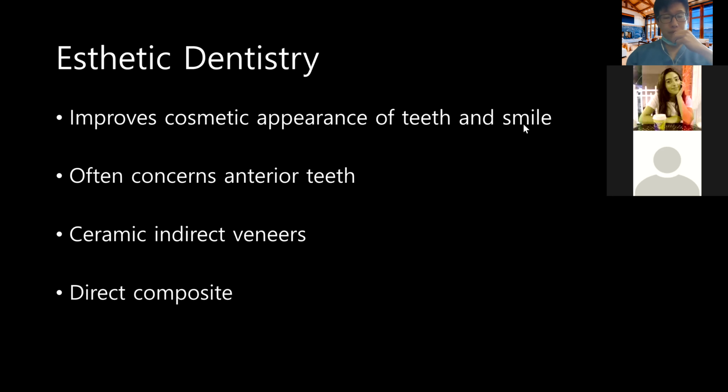Okay, so aesthetic dentistry. It means dentistry that improves the cosmetic appearance of the teeth and the smile, and often concerns the anterior teeth. And the two most common types of procedures in aesthetic dentistry, when you say aesthetic dentistry, what people think of is ceramic indirect veneers or direct composite. So direct composite is a tooth color filling material. It's a resin that can also be used in the front teeth to enhance aesthetics.